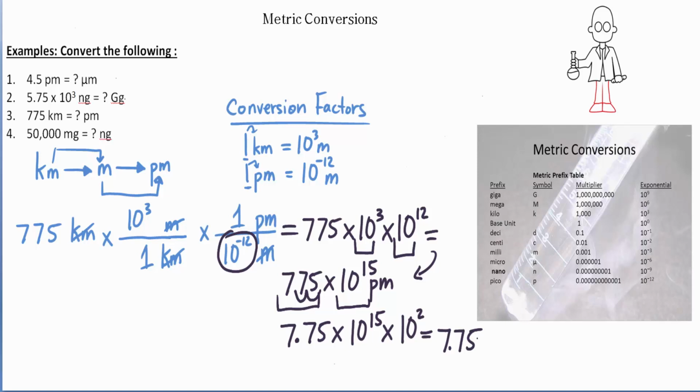And our final answer would be 7.75 times 10, add the power of 15 to the power of 2, gives us 10 to the 17th, and the unit of picometer.